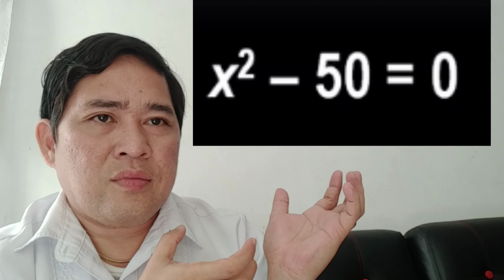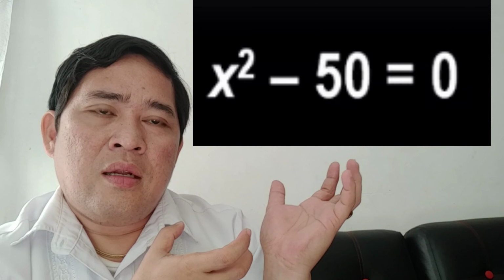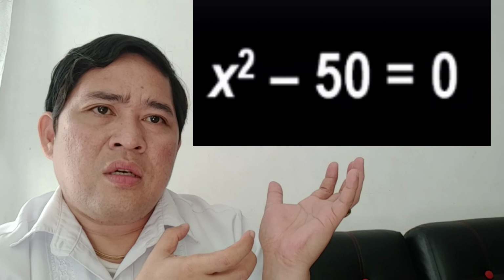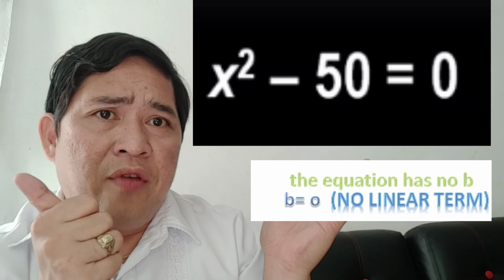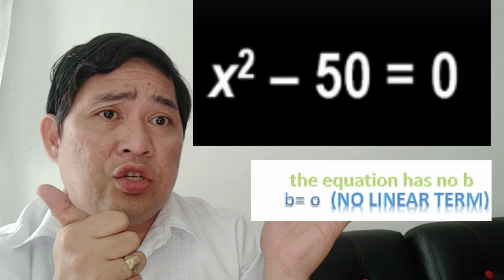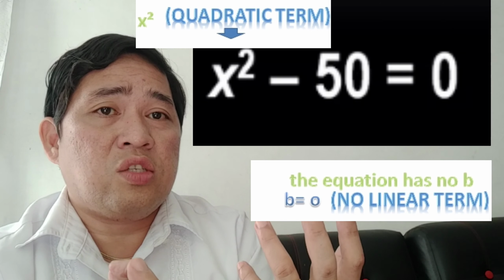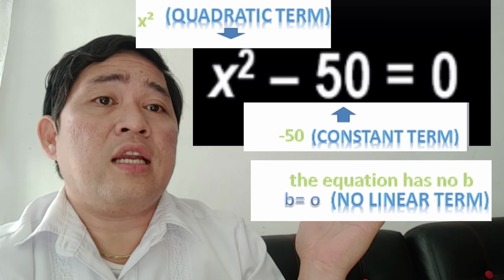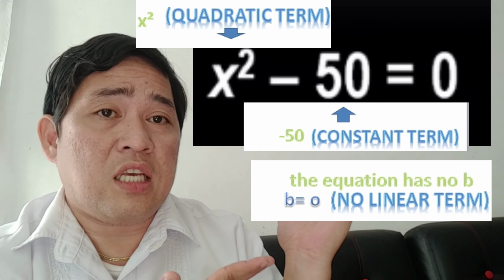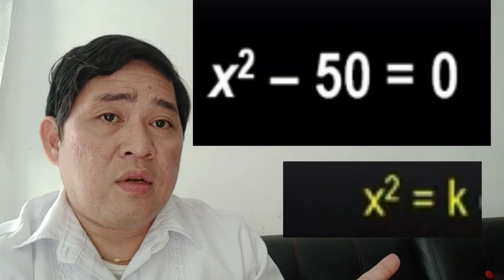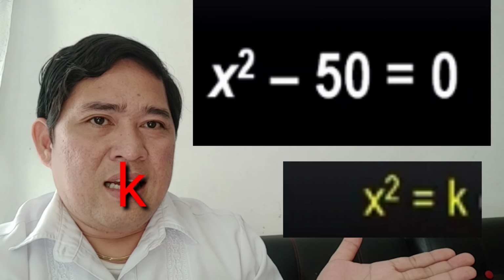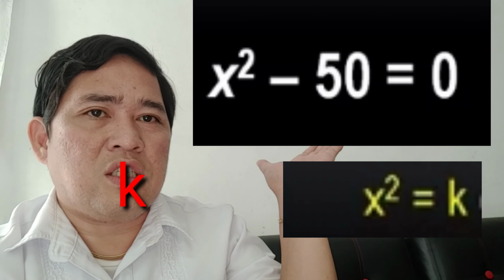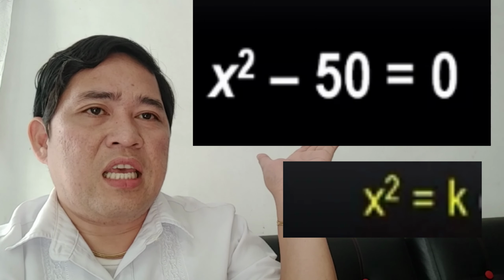Okay? So for example, try to see this equation. Does this equation have no b? Perfect. So there is no b or linear term. We can use extracting the square roots. But of course, we have to transform this equation first into this form: x to the power of 2 equals c. Okay? So this is how to transform this equation.